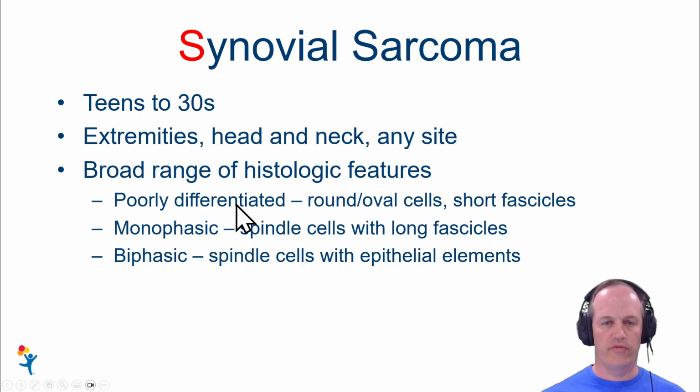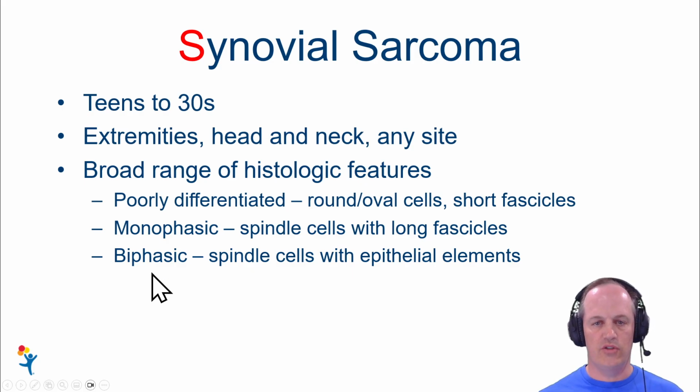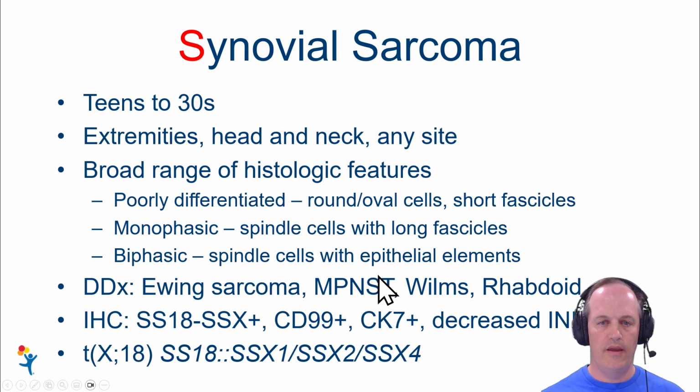You're going to see tumors that are very poorly differentiated. You're going to see tumors that are monophasic, that is, they're either only spindle cells or only round cells without an epithelial component. And you'll see biphasic tumors that have spindle or round cell and epithelial elements.